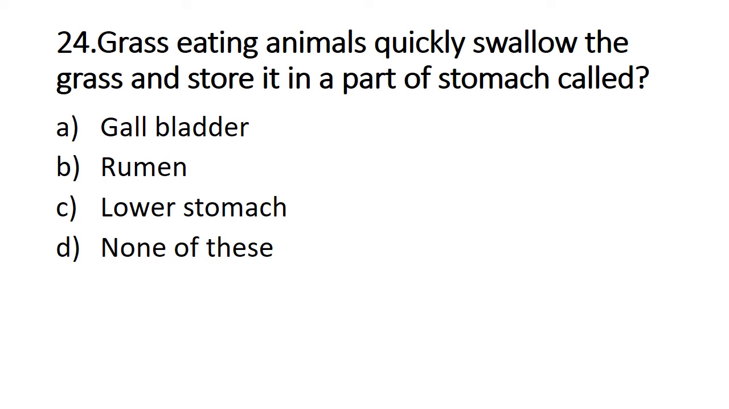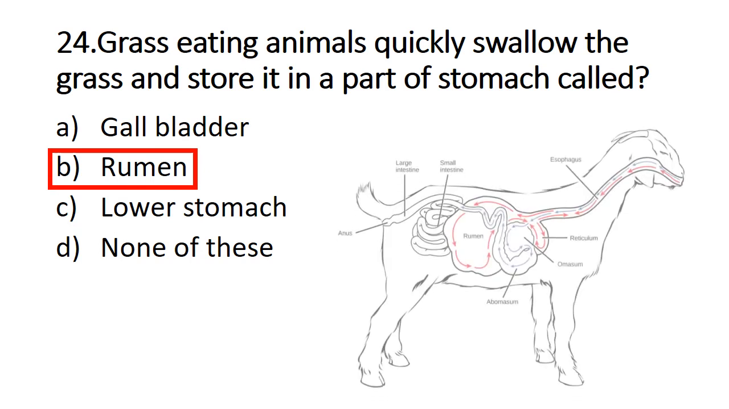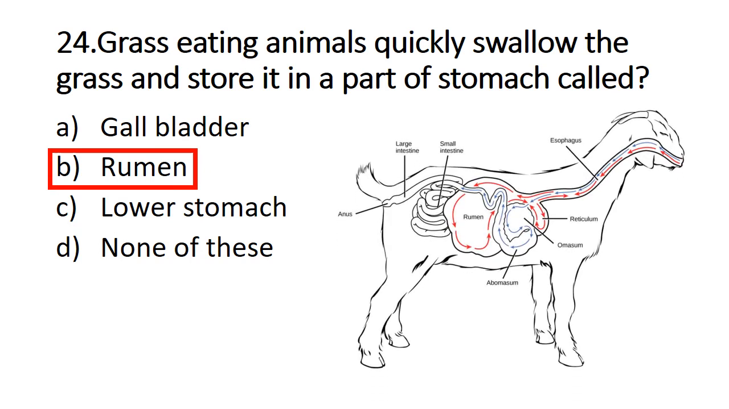Grass-eating animals quickly swallow the grass and store it in a part of stomach called, I have already told you about this, A. Gallbladder, B. Rumen, C. Lower stomach, or D. None of these. So, the correct answer is option B. Rumen. As you can see the picture of goat over here. So, let's move on to the next question.